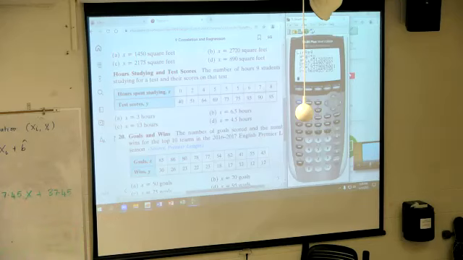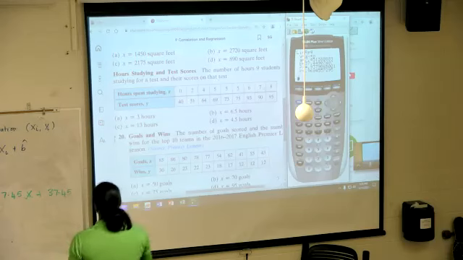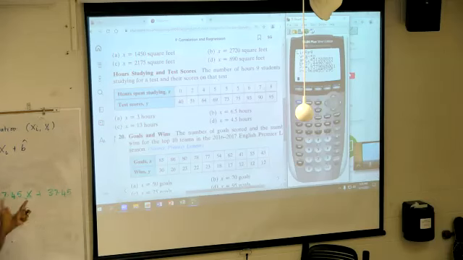7.45. For every hour, the percentage goes up by around 7.45%. It's the score, not the percent, right? So for every hour that you spend studying, your score is expected to go up by 7.45. Does that make sense? So study for your exam seems to be true.